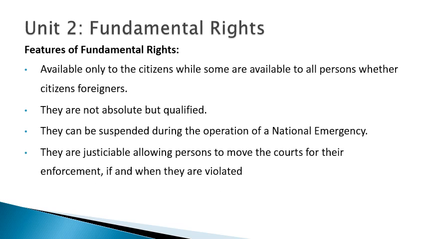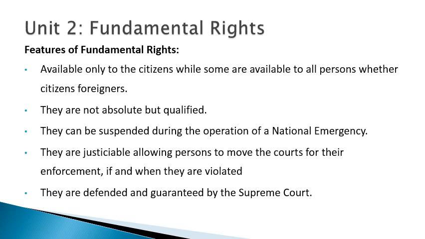The fourth one is that they are justiciable, allowing persons to move the courts for their enforcement if and when they are violated. The last one is that they are defended and guaranteed by the Supreme Court. Hence, aggrieved persons can directly go to the Supreme Court, not necessarily by way of appeal against the judgment of the high courts. So these are some features of our fundamental rights.